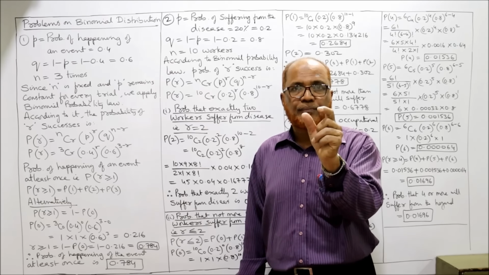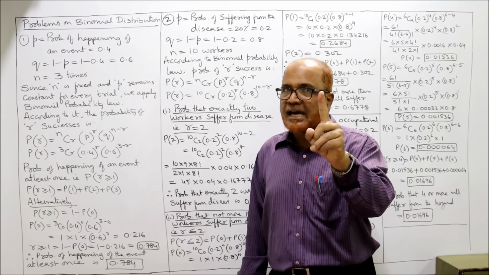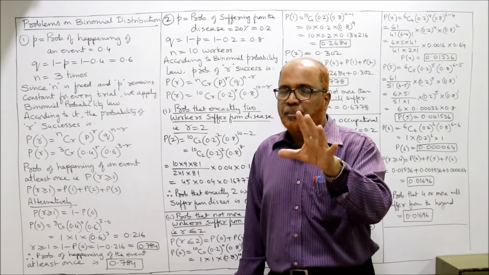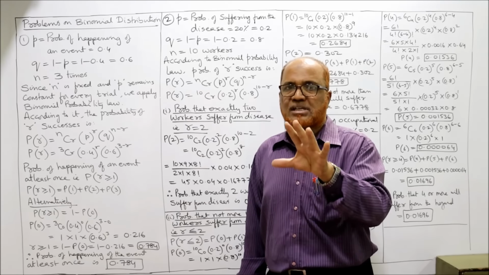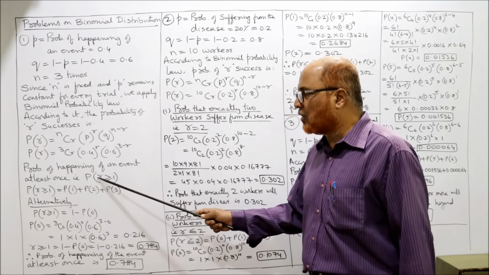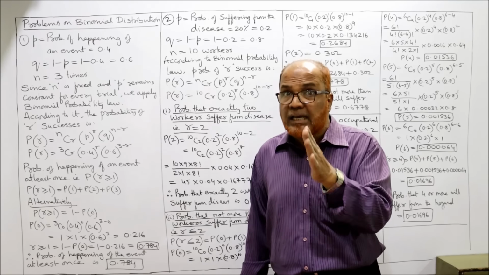It is not saying exactly once. Concentrate on my wording. Give full focus concentration on my lecture. What is the probability that the event should happen one time? If it is saying one time, then we would have written P of R is equal to 1. But it is saying at least once.